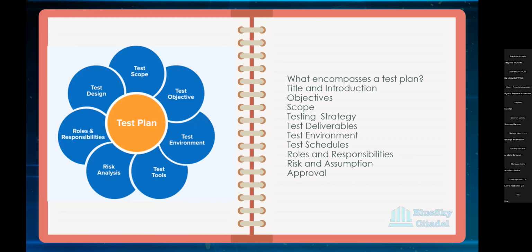So what encompasses a test plan? Title and introduction. You have objectives. And you also have scope. You have testing strategies. You have test deliverables. You have test environment. You have test schedules, roles and responsibility, risk and assumption, and approval. So which is 10. I'll just leave this in case anybody's writing that down, before I move to the next slide.